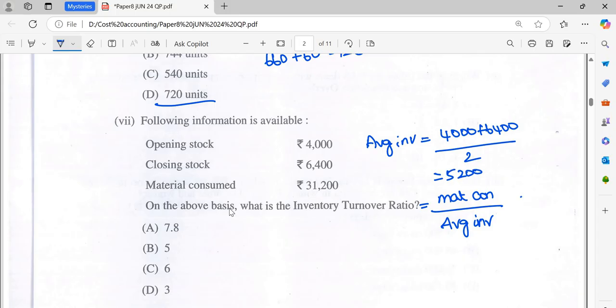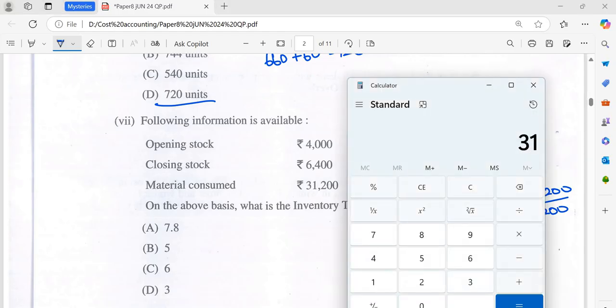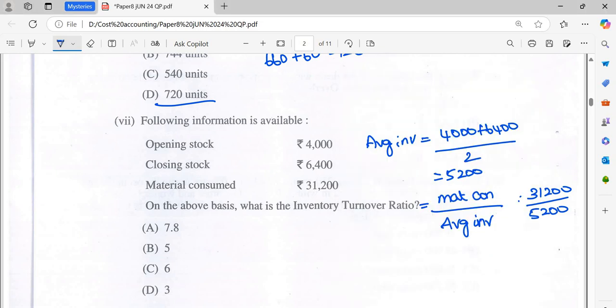So my material consumed 31,200 divided by 5,200, that is 6. So 6 times. So option C is the right answer.